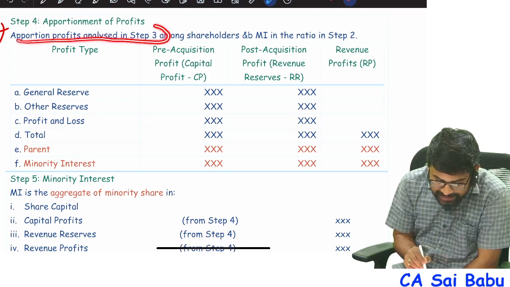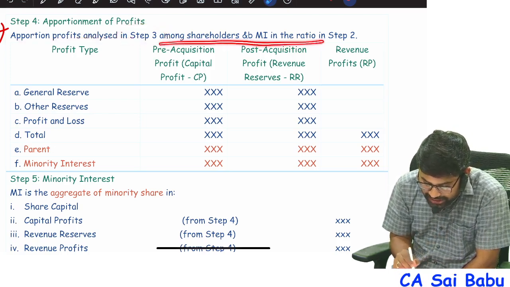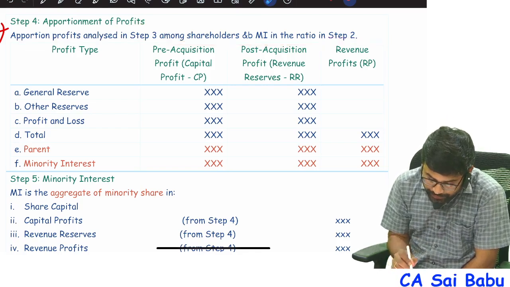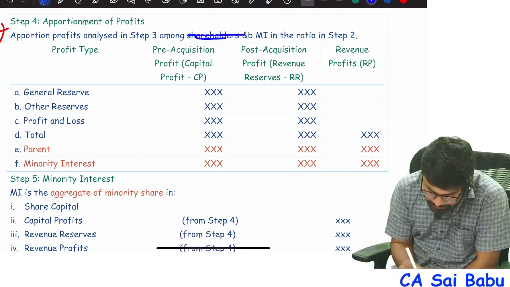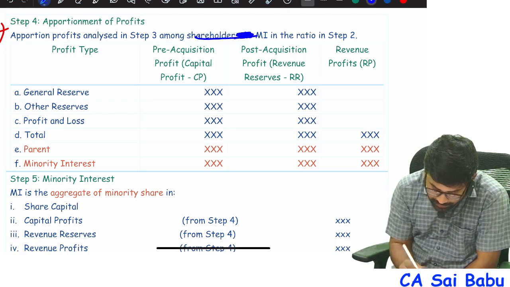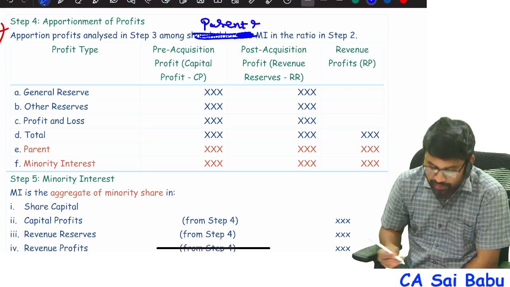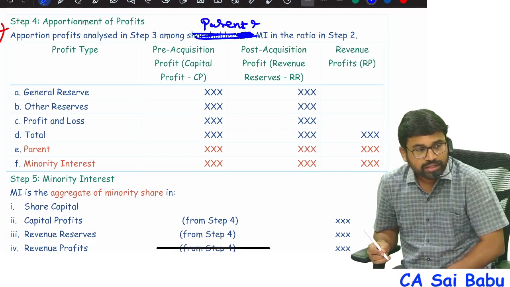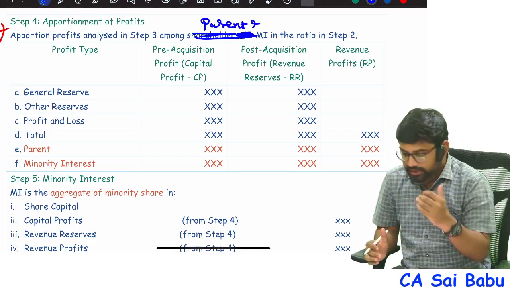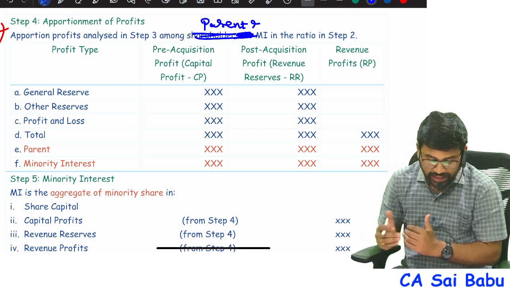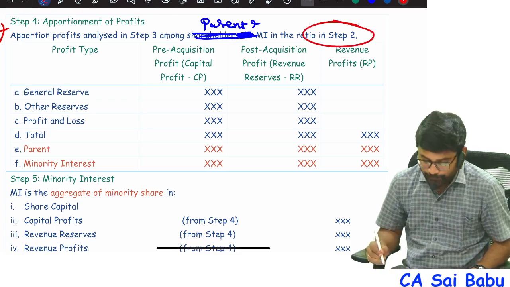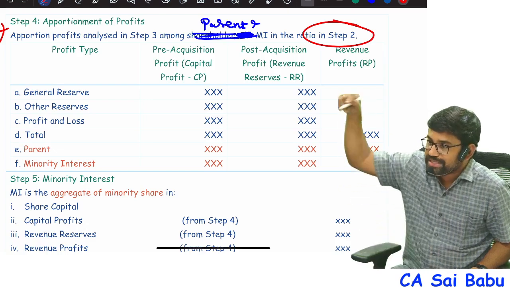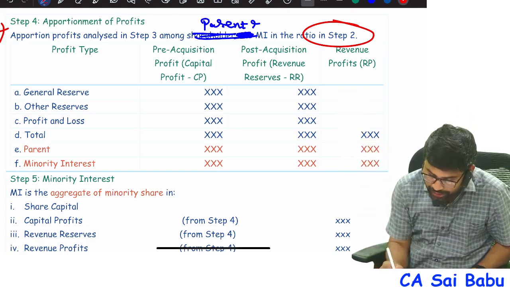Apportion the profits analyzed in step number 3 among the shareholders, that means among the parent and minority interest. Whatever the profits you analyzed, you need to apportion between the parent and minority interest in step number 2. That's why in step number 2 we decided the shareholding pattern. Now look at how apportionment is done.